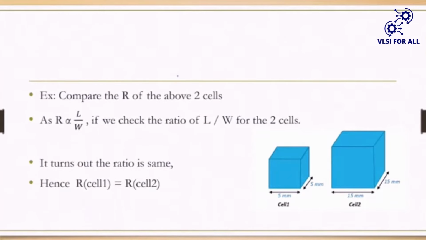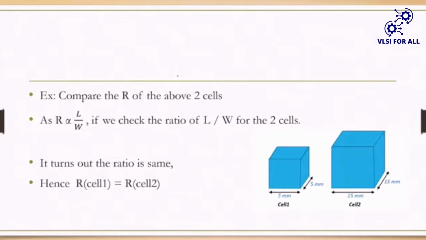Now, cell 1 and cell 2 are there. Cell 1 has 5 millimeters length, 5 millimeters width. Similarly, cell 2 has 15 millimeters length, 15 millimeters width. What we think in general, I'm not saying everyone, but some people, very few people, think that cell 2 has more width and length, hence its resistance is somewhat different.